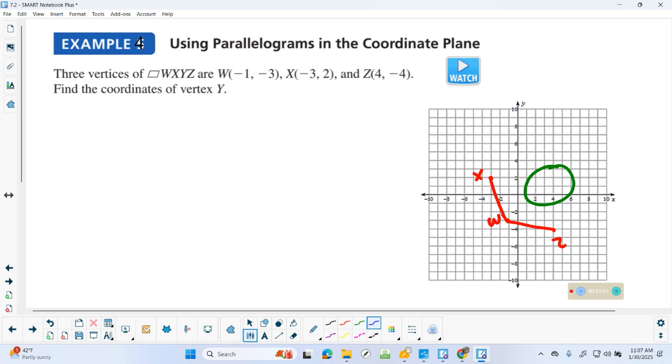So I'm going to find the slope. I'm going to start with the slope over here on this left side. I don't care if you count X to W, W to X, we're going to get the same thing. I'm counting rise over run. So from W to X, I had to go up 1, 2, 3, 4, 5 and left 2.